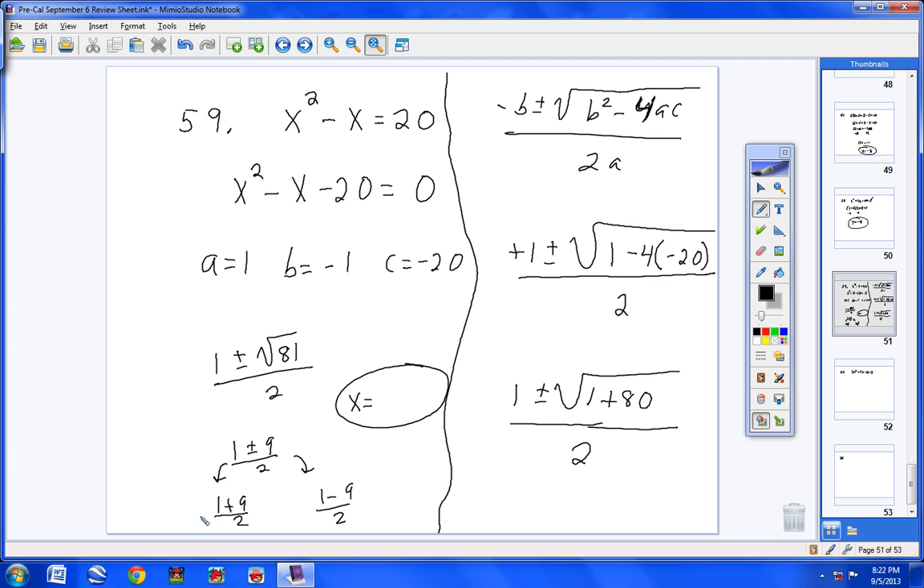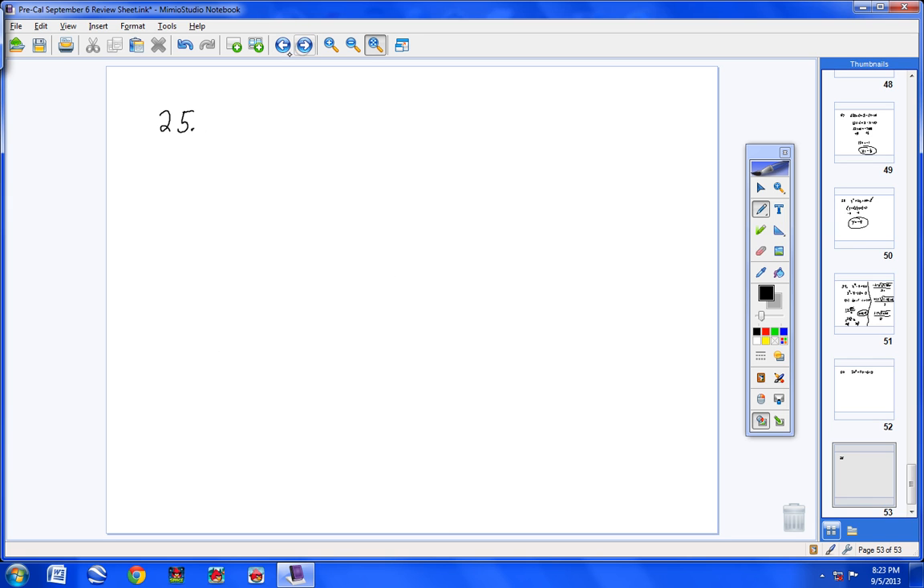X equals, what is 1 plus 9? It's 10. And what's 10 divided by 2, or 10 over 2? 5. So there's one answer. What's 1 minus 9? Negative 8. And then negative 8 divided by 2 would be negative 4. So those are your two answers. Okay? All right. Hopefully you're getting this, and I believe we're on our last problem.